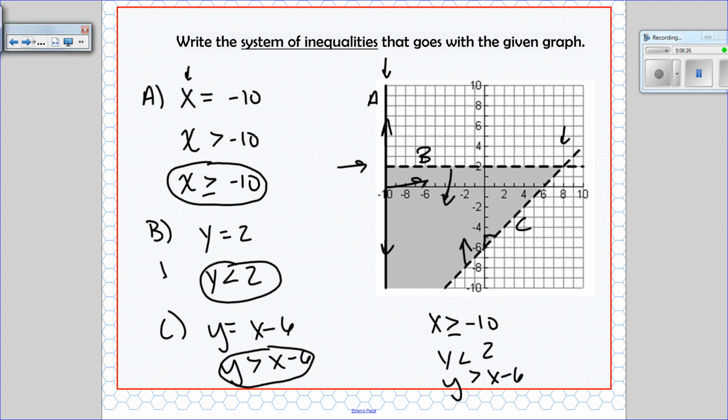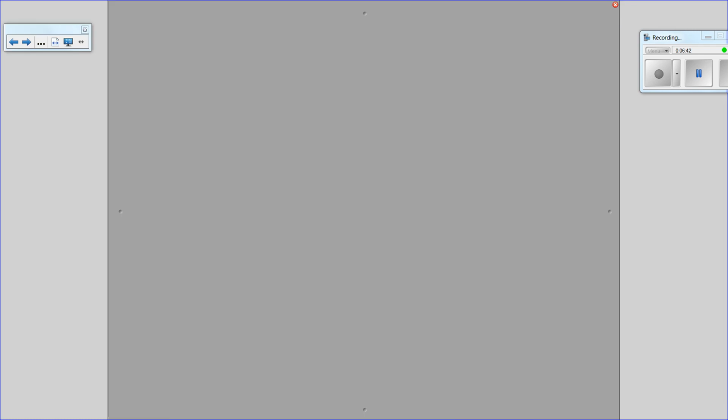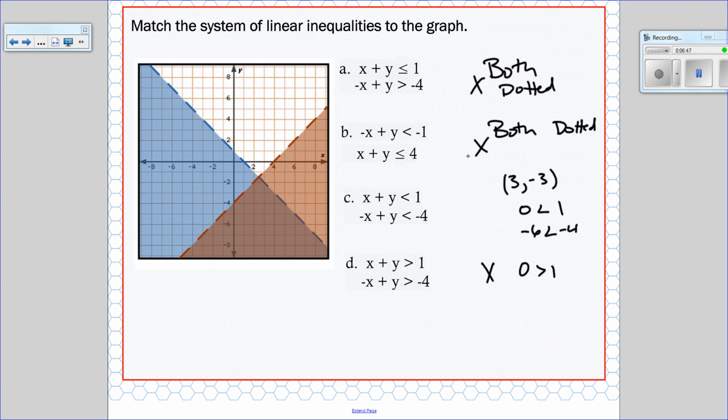So as a bit of an exercise, I'd like for you to pause the video now and try and answer the next two multiple choice questions. Here's the first one. Try and answer this, pause the video, and I'll put the answers up in just a second. Okay, the correct answer to this one is C. I used the test point of 3, negative 3.